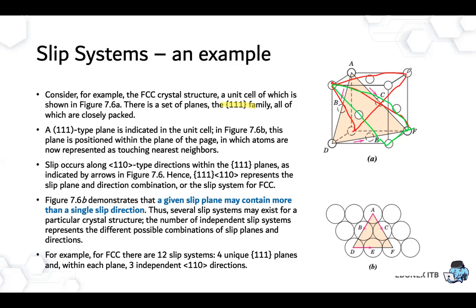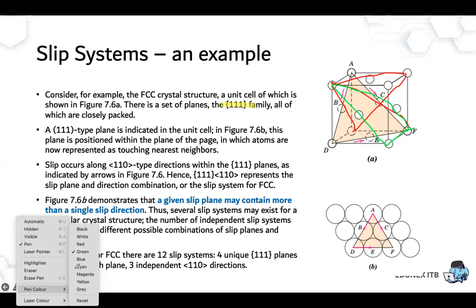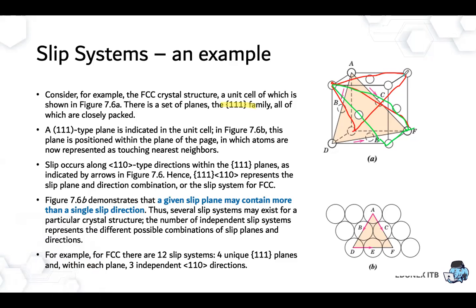Okay, what happens if I start, for example, with a different color again, from here and then to here and then to there? I think this one should be that one, yeah. Okay, so that's also quite similar. So if you try to combine all of them, that would be 12 slip systems, which is actually a multiplication of 4 unique {111} planes, and then there are 3 independent <110> directions.